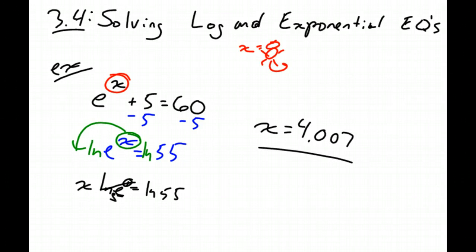Okay, good. X is by itself. We solved for it, plugged in our calculator. We got a decimal answer.